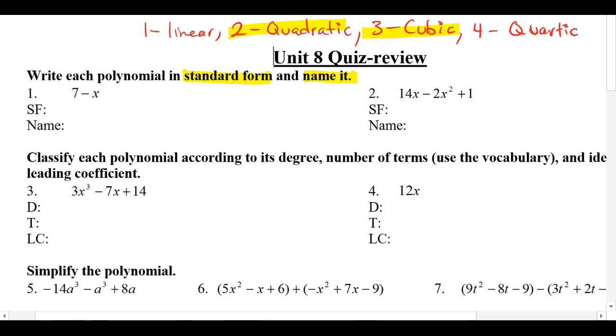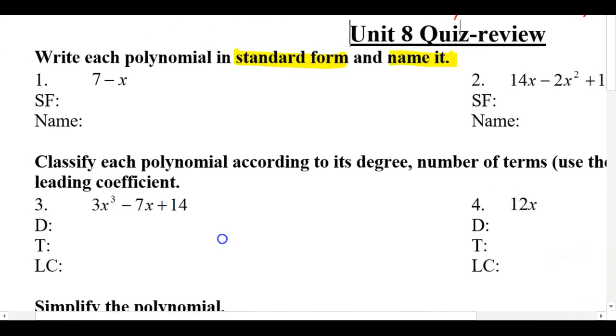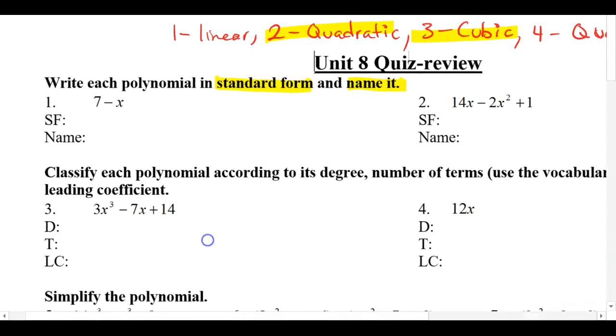Okay, so for this first problem, write the polynomial in standard form and name it. First thing we need to do is put it in standard form. Now it says 7 minus x. But remember, the numbers always go last. We're always going to start with the variables, starting with the highest exponent first. So in this case, we only have one letter and one number, so we simply put the variable in the front and then put the number, or the constant, behind that.